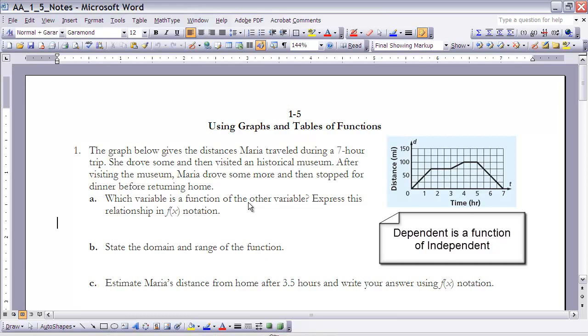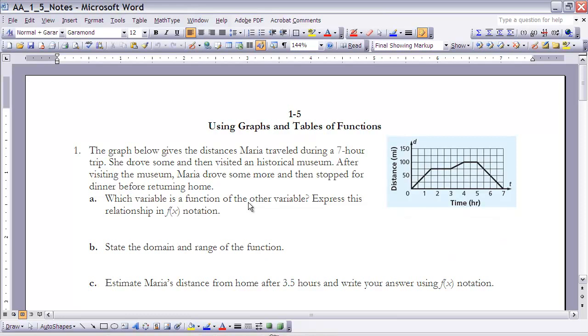So the answer to that first part of the question is that we have to figure out which one is dependent upon the other. Well, distance is dependent upon time. Therefore, d is a function of t, or distance is a function of time. Okay? Then it says express this relationship in f of x notation. Well, what we can then say is f of t is equal to the distance.